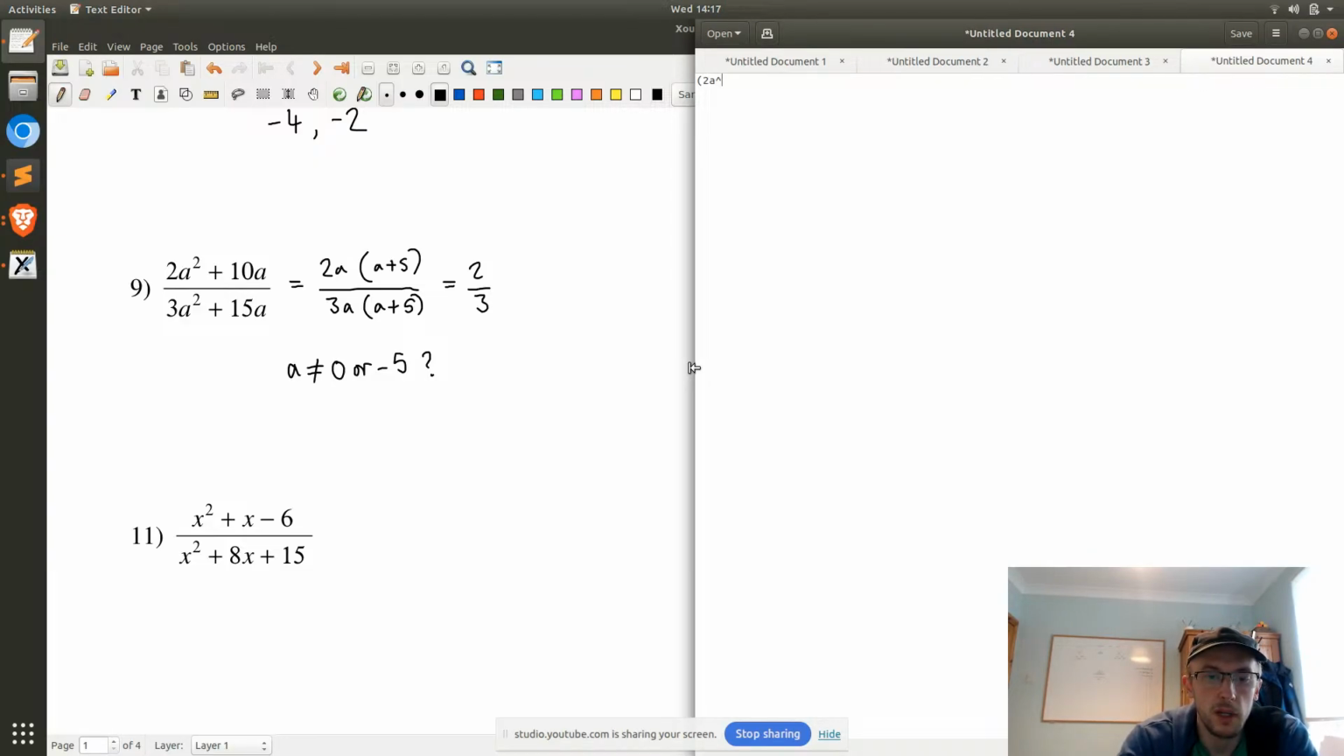Okay. (2a squared + 10a) over (3a + 15a) simplifies to 2/3. Yet, in the answer book, I am told to still mention the excluded values of 0 and -5 that the original rational expression bears. Why is this so?